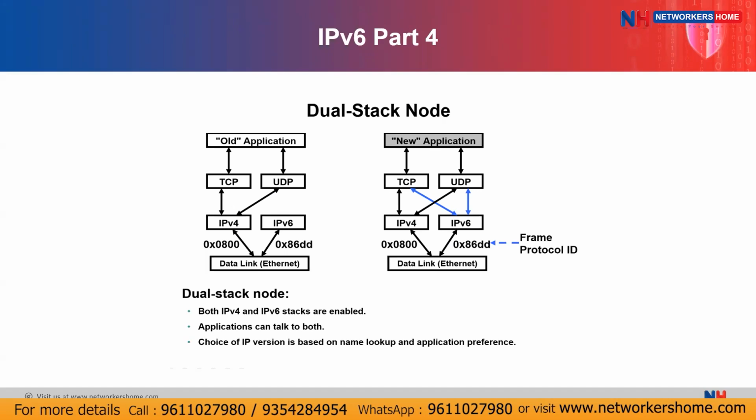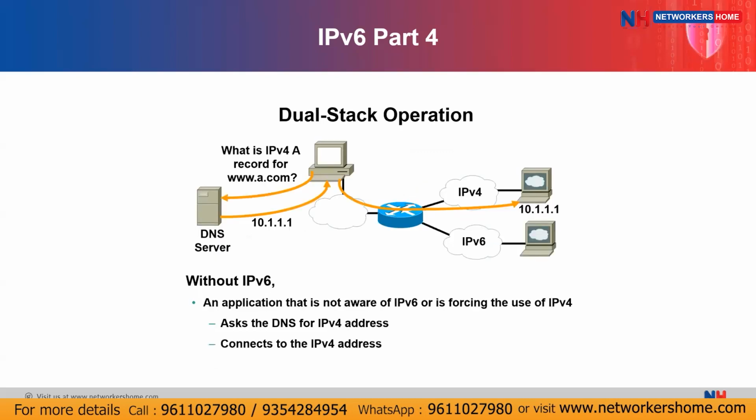We have the option to assign IPv4 as well as IPv6 addresses. An application can talk to both versions of IP based on the name lookup and application preference. And what is dual stack operation? An application that is not aware of IPv6 or is forcing the use of IPv4 asks the DNS for an IPv4 address and connects to the IPv4 address. So that is also an option if it doesn't understand IPv6, in which case IPv4 addresses can be used.